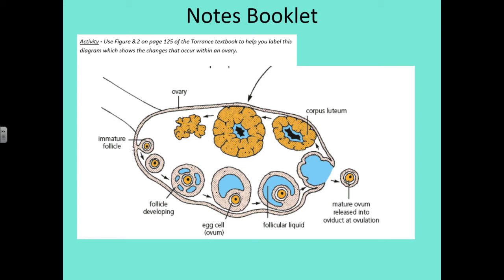So we have the immature follicle. It develops. The egg is here, the follicular liquid, so this stuff between the egg and the follicular lining. We have ovulation. We have this thing, the corpus luteum, which again, don't worry about the corpus luteum really until the next key area.